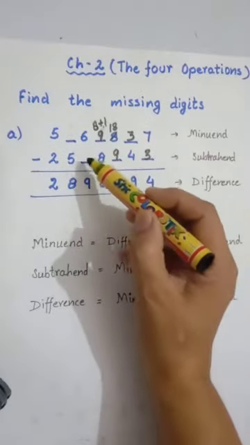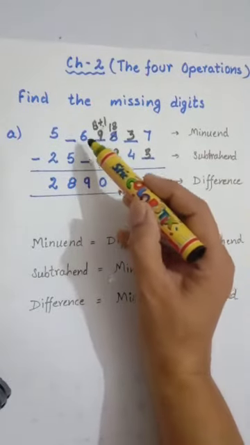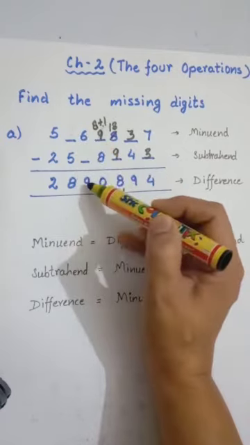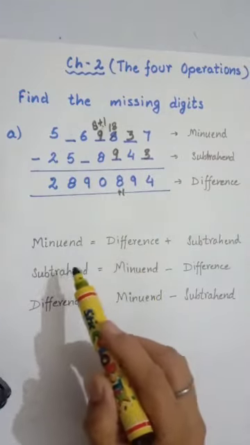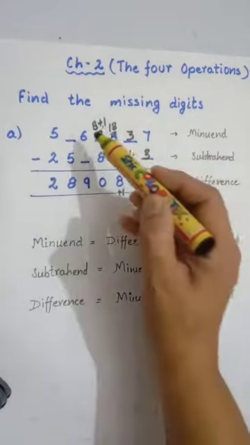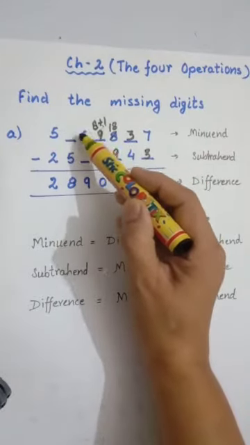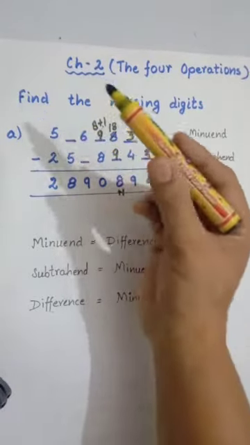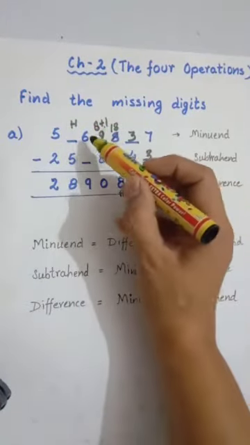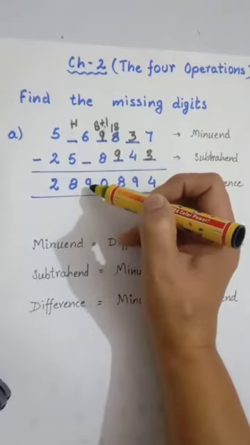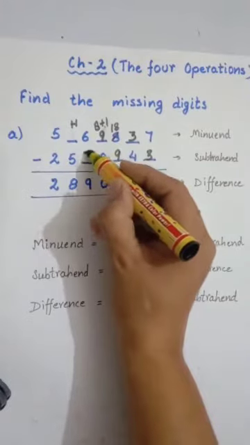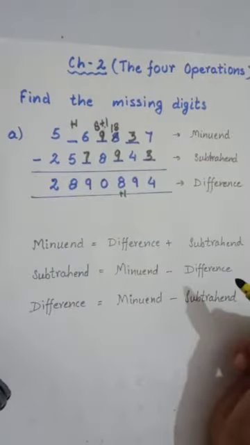In the next step we have to find subtrahend here. Here also, 6 is a smaller number than 9. So to find subtrahend, it is minuend minus difference. Minuend is 6, so we will borrow again one number from here, and later we will add 1 in this number. So 16 minus 9 is equal to 7. So 7 will come here.